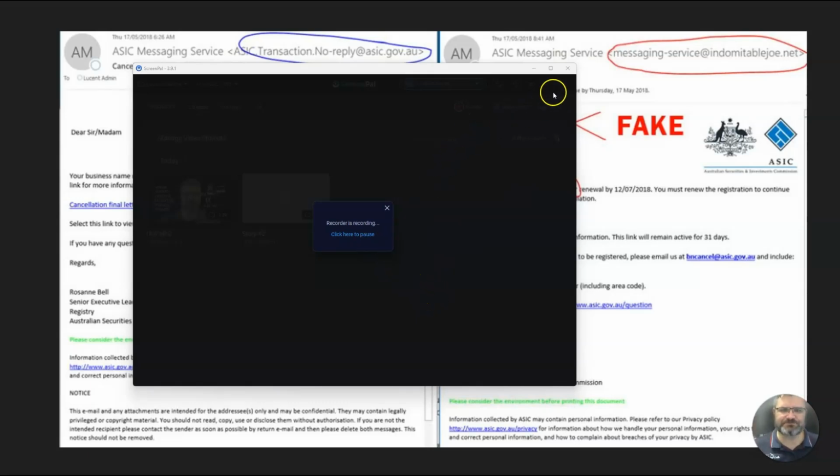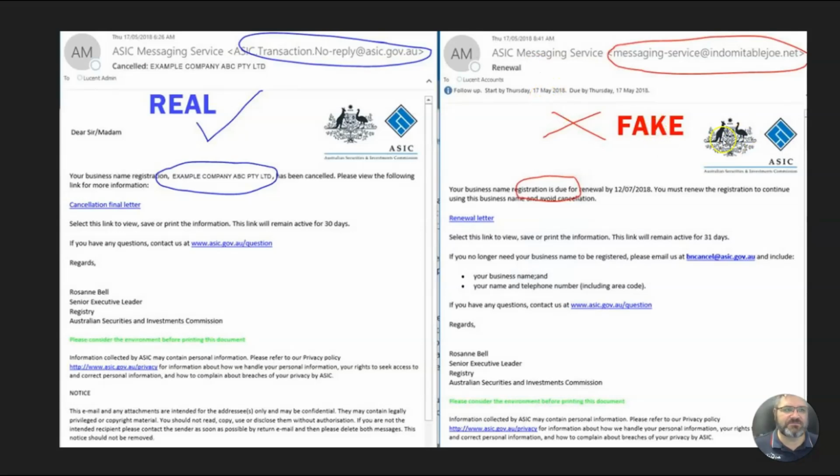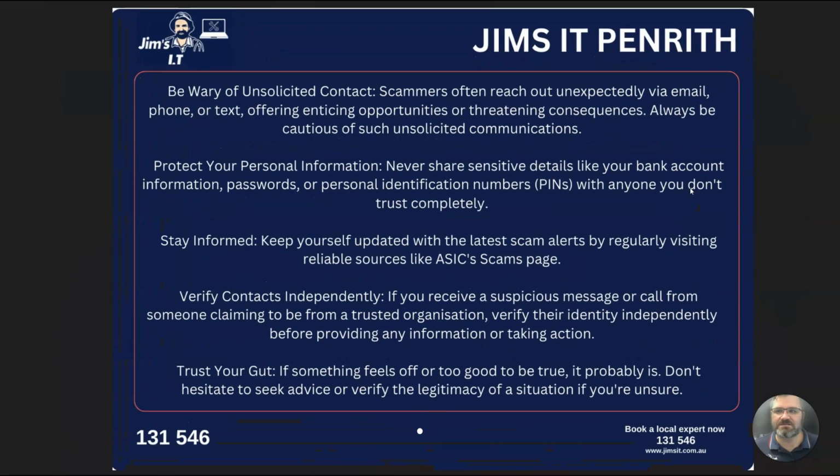It is very, very, very important that you are very vigilant when you're getting emails. We shouldn't have to be. What are some things that we can look out for here? Be wary of unsolicited contacts. The scammers will often reach out to you unexpectedly via email, text, phone, anything along those lines. And this is the same with the ASIC stuff.